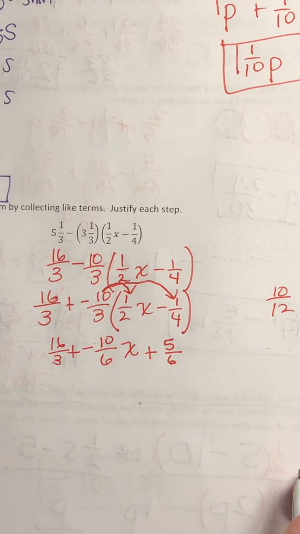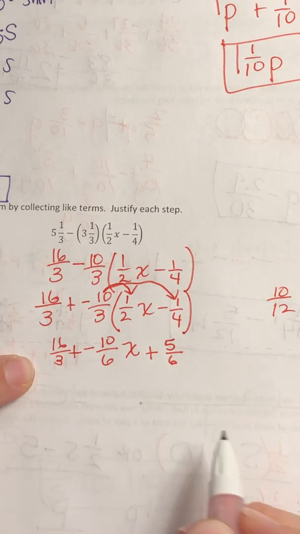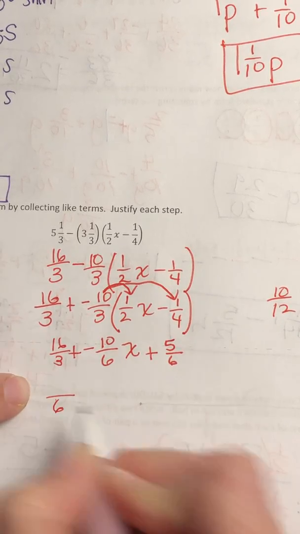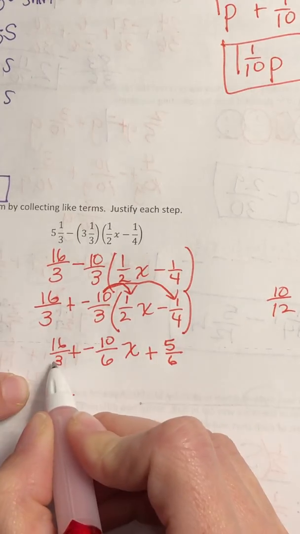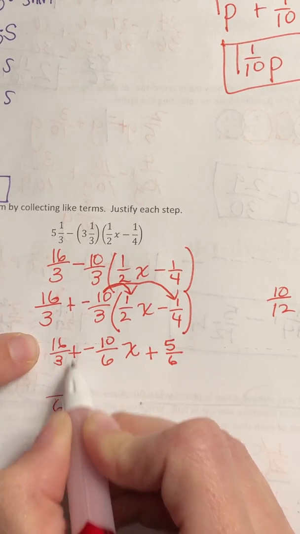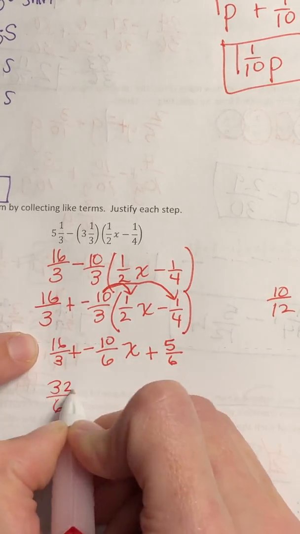So if we have a common denominator, we see 3, 6, and 6. We should make this first one have a denominator of 6. 3 times 2 is 6, so 16 times 2 gives us 32.